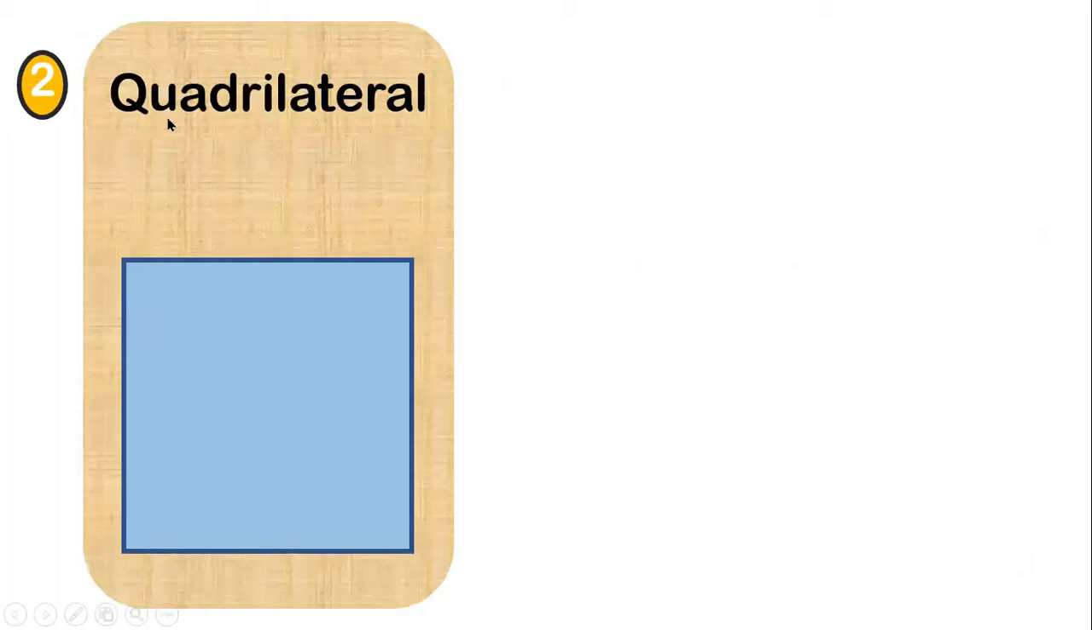Quadrilateral. So, student, when we talk about the quadrilateral, we are looking at a shape with 4 sides. So, this is what we call a quadrilateral. Any shape with 4 sides, we call it a quadrilateral. Okay, now let's look at some objects that are in a quadrilateral form.